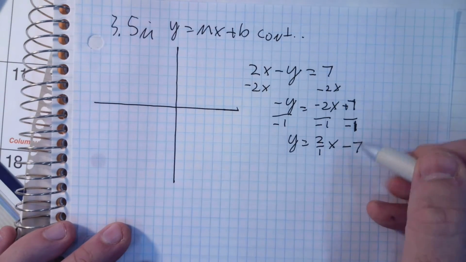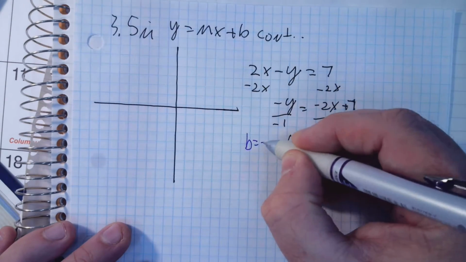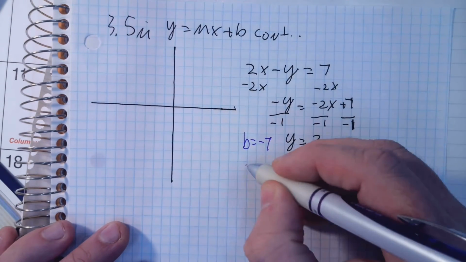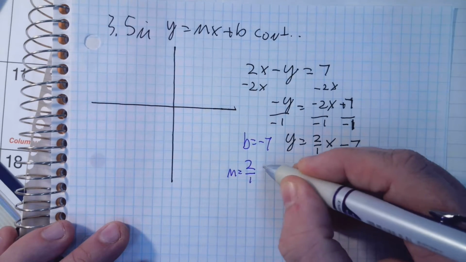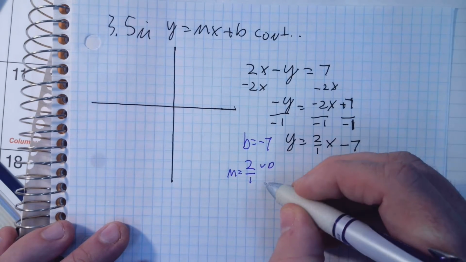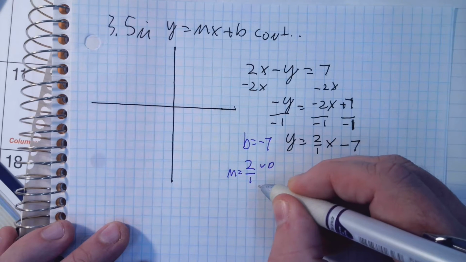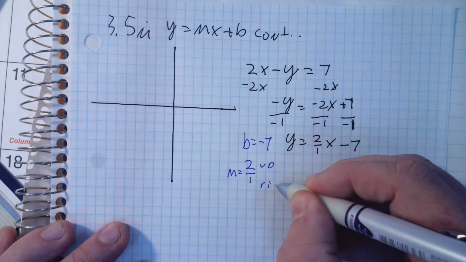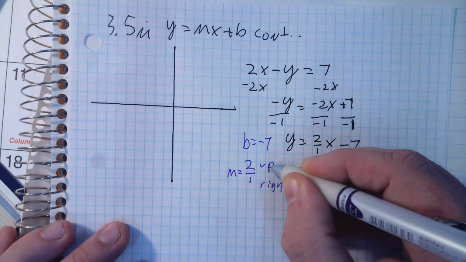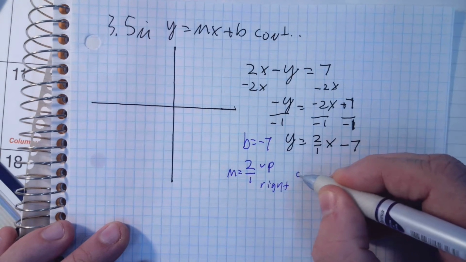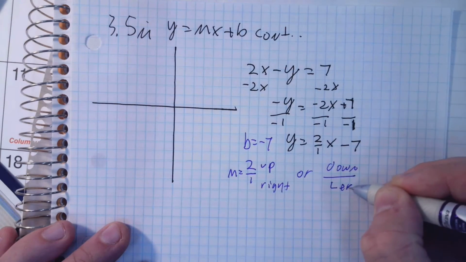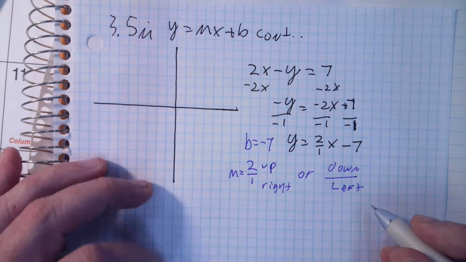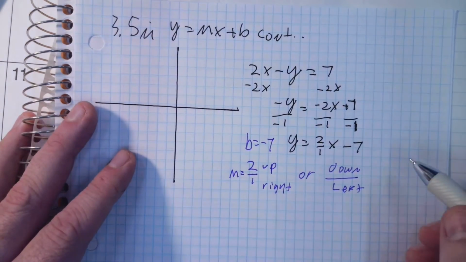Okay, this means B is -7. That means begin on -7. And then that positive slope means to do two things, up and right. Or down, left. Okay, so let's start there.